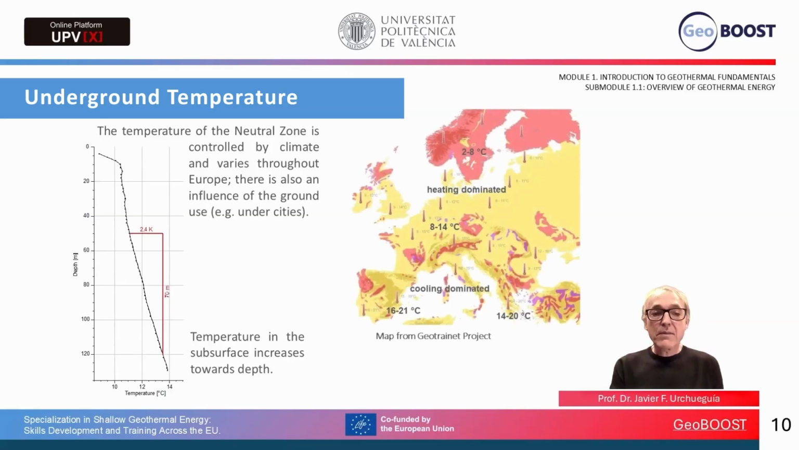What we can see here in the map is what typical temperatures we can find in different parts of Europe. This map was produced in Project GeoTriNet. We can see that in heating dominated areas, that means in the north of Europe, we can have temperatures between 2 degrees, the most extreme case in the north, and 14 degrees essentially in the center of Europe. And as we go to the south, we can find temperatures even as high as 21, 22 degrees, as we've seen in our graph, in our actual measurements at the Valencia site.